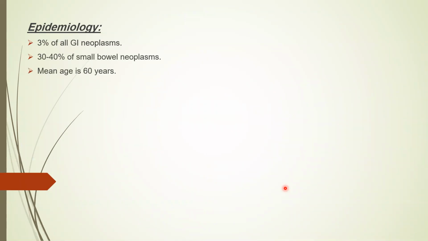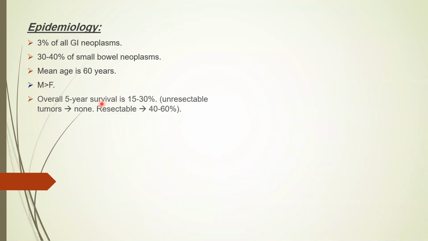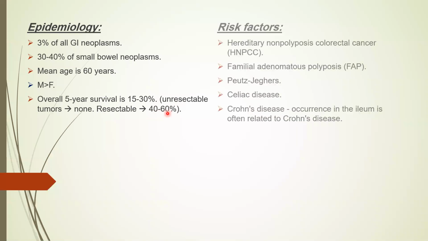First, we start with the adenocarcinoma. It makes 8% of all GI neoplasm, 30 to 40% of small bowel neoplasm. The mean age is 60. Slightly more common in male than female. The prognosis is generally poor. The 5-year survival is 15 to 30%. The unresectable tumors are generally non-survivable, while the resectable may have a 40 to 60% 5-year survival. And these are the risk factors.